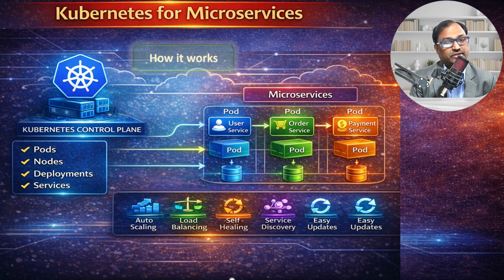How does it work? Kubernetes continuously monitors the system. If traffic increases, it creates more pods. If a pod fails, it replaces it automatically. This ensures the system is always available and reliable. Benefits. Using Kubernetes with microservices provides high availability, scalability, fault tolerance, easy deployment, better resource management. In summary, Docker creates containers. Kubernetes manages those containers. Together, they power modern microservice applications.